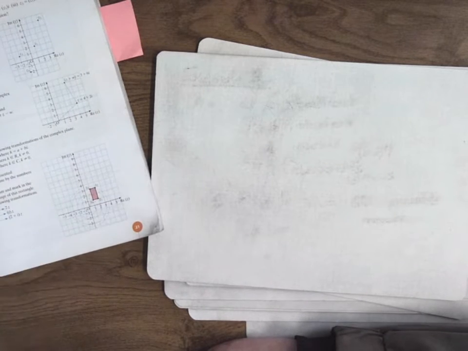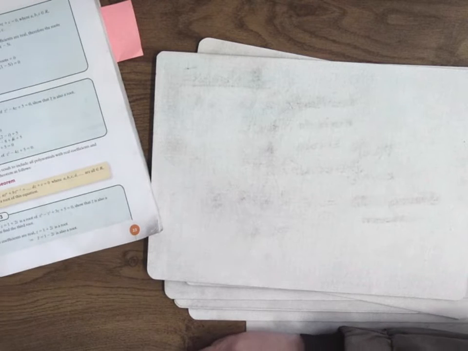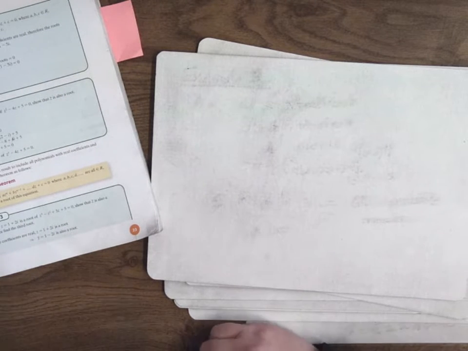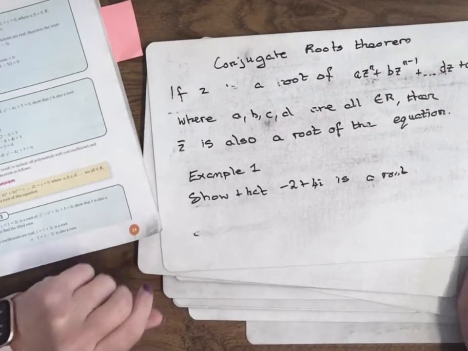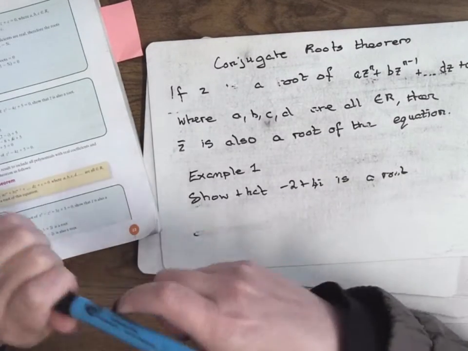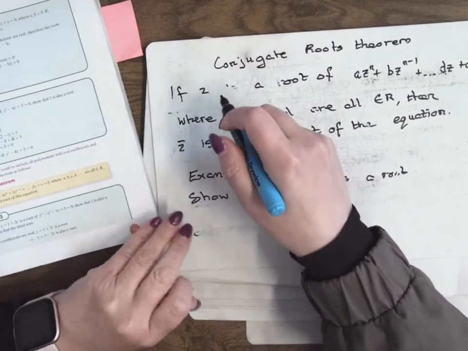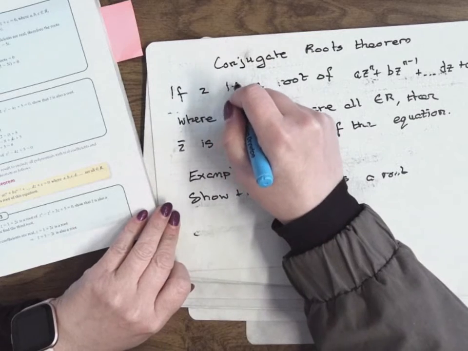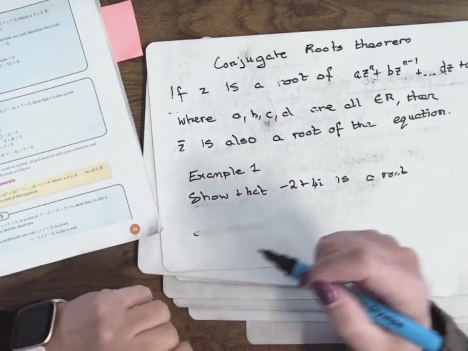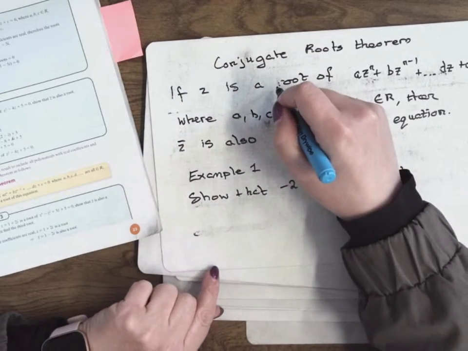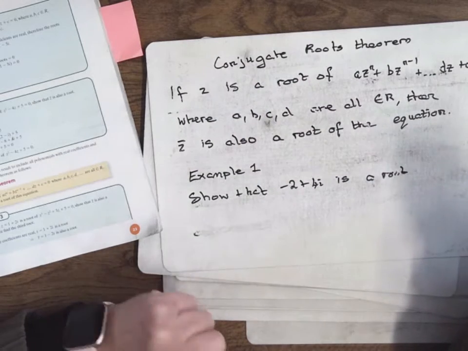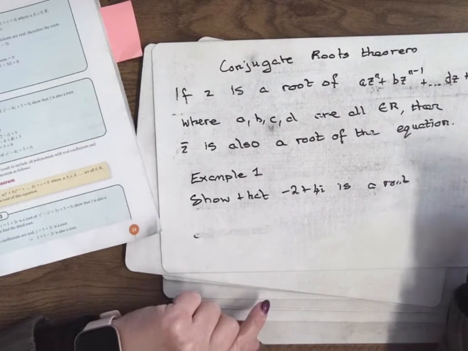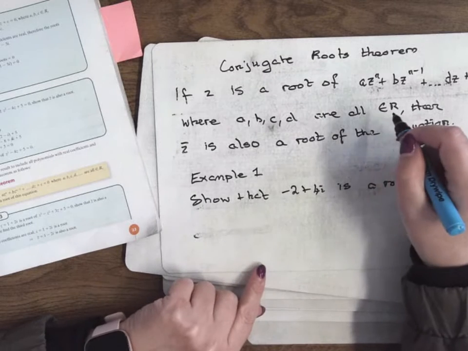No? Good. Right, we're on to the conjugate roots theorem next. Okay? So write it down and I'll explain what it is in a minute. So if z is a root of the equation a times z to the power of n plus b times z to the power of n minus 1, etc., where a, b, c, d are all real.